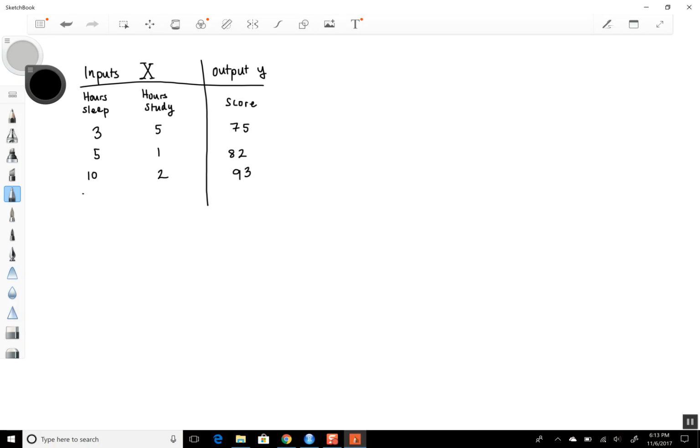And so this would be considered our training data. This is what we use to, quote, train our network. And our test case, let's say this comes in: what is our output Y going to be? So this is our test case.